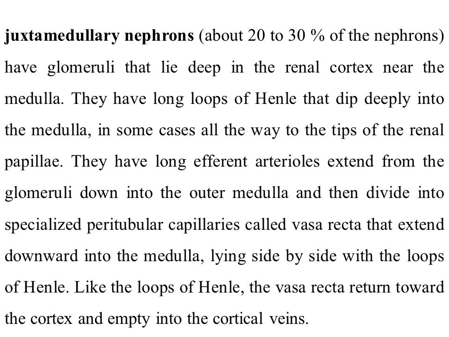They have long efferent arterioles that extend from the glomeruli down into the outer medulla, and then divide into specialized peritubular capillaries called vasa recta. The vasa recta extend downward into the medulla, lying side by side with the loop of Henle, and then, like the loop of Henle, the vasa recta return toward the cortex and empty into the cortical vein.